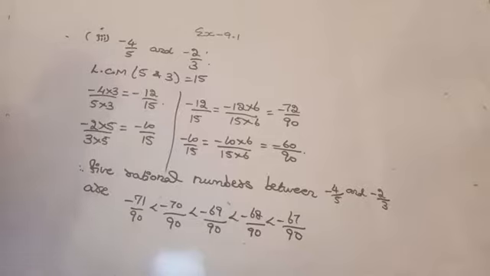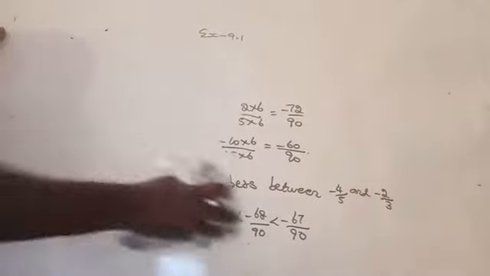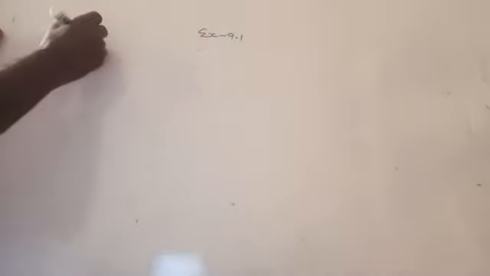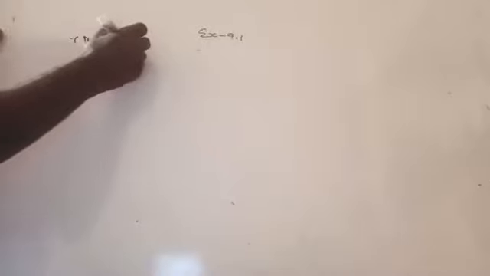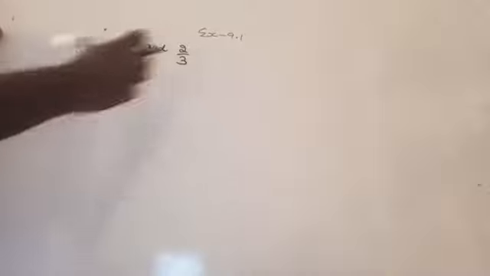The next part is: find 5 rational numbers between minus 1 by 2 and plus 2 by 3. How many rational numbers are we going to find? 5 rational numbers between minus 1 by 2 and 2 by 3. Now these two fractions are not like fractions.